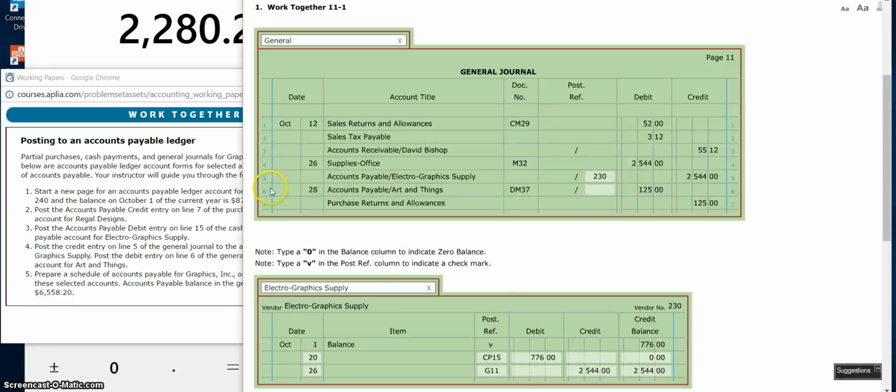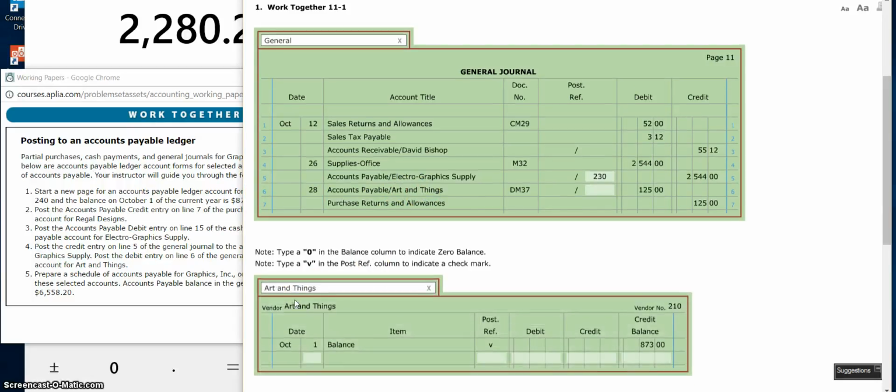Okay, the next one, we're going to look at line 6. Line 6 is Art and Things. So we're going to go to the Art and Things subsidiary ledger. It is on the 28th. It shows that we have a debit of 125. It looks like we returned something to Art and Things. So a debit of 125.